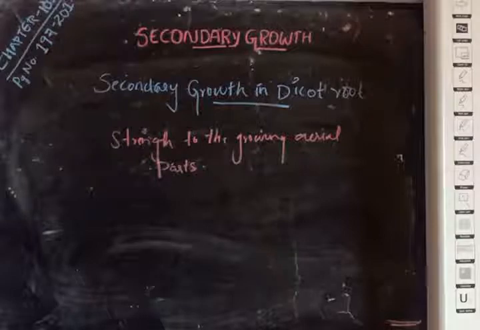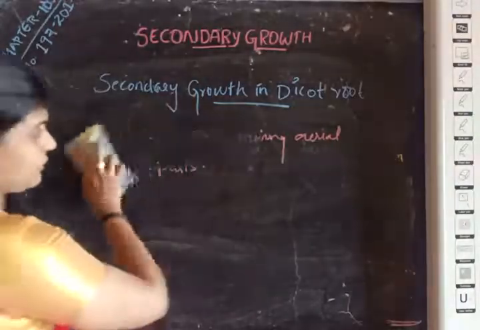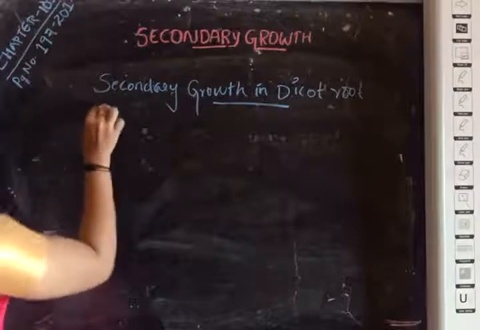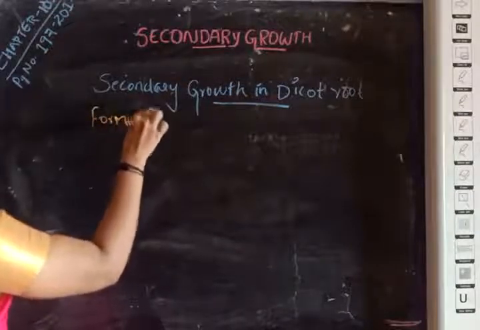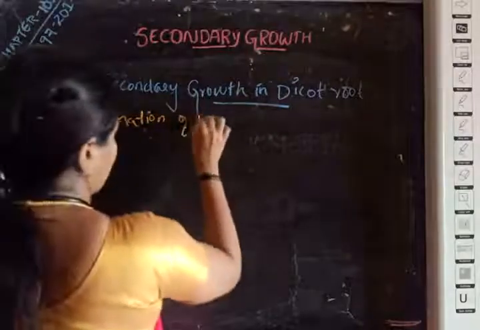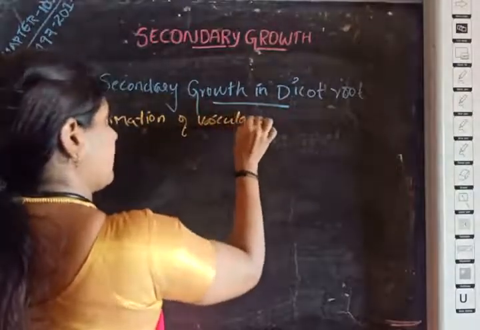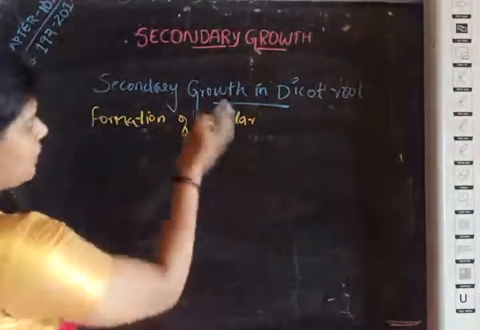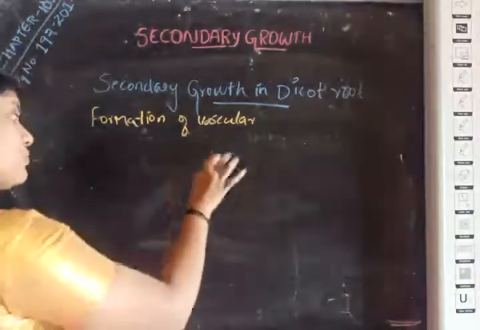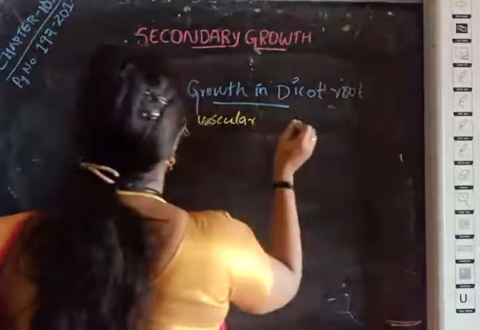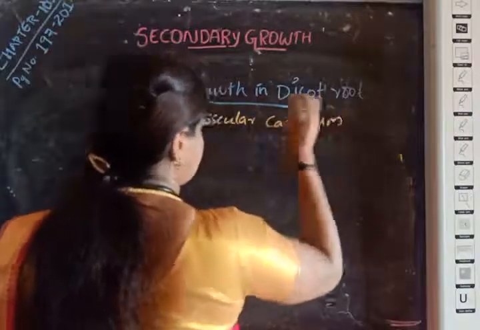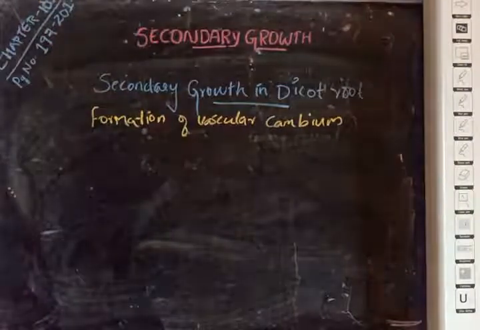There are some marked differences in the formation of vascular cambium. In secondary growth in stem, the vascular cambium is formed in a circular manner, whereas in secondary growth in dicot root, it forms in a wavy manner. Formation of vascular cambium.